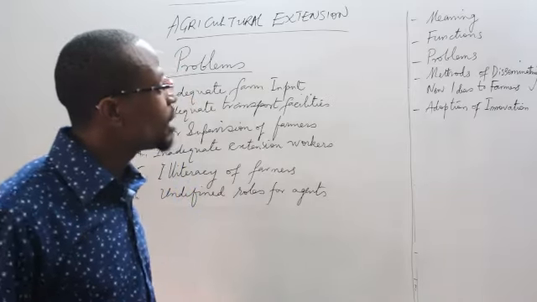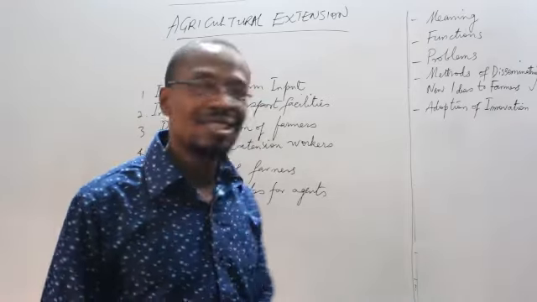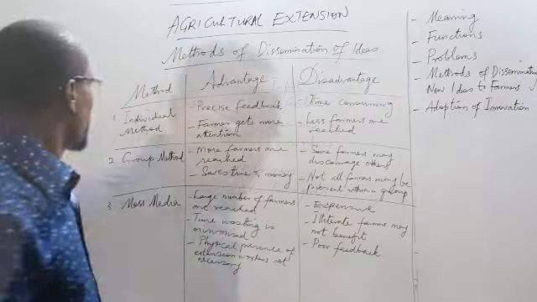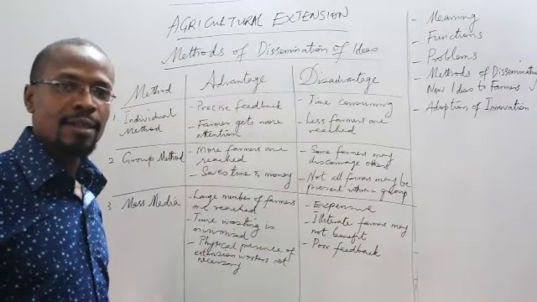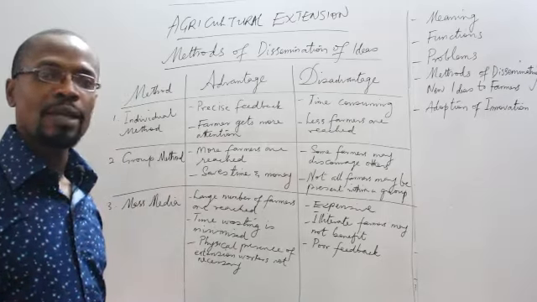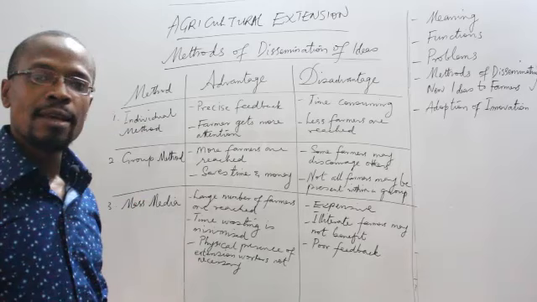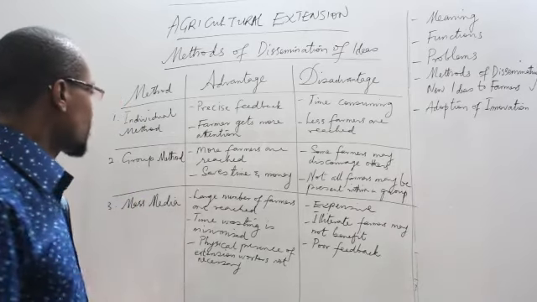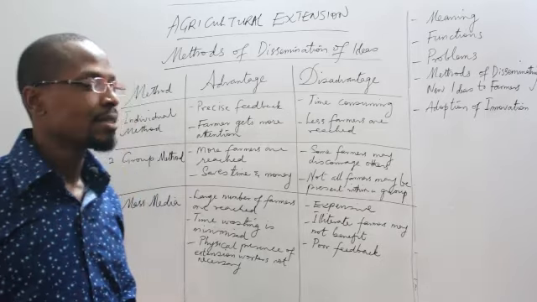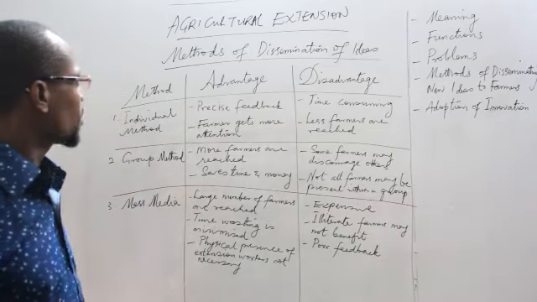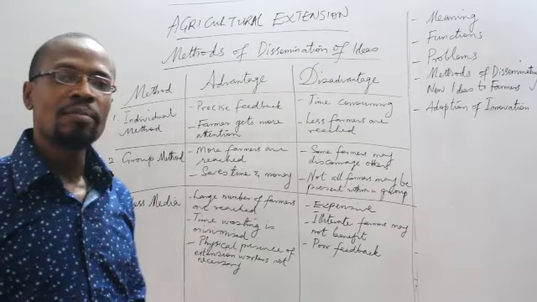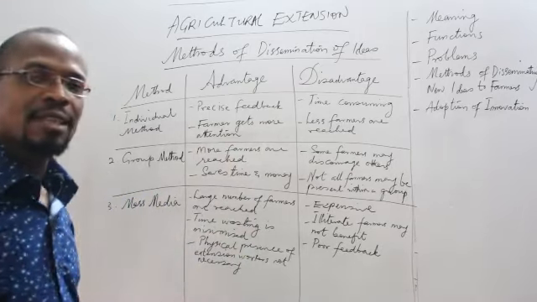Now we will proceed to look at the methods involved in disseminating new ideas to farmers. Three methods will be considered in this review. The first is the individual method, the second is the group method, and the third is the mass media. First of all, we look at the individual method, the advantages and the disadvantages.